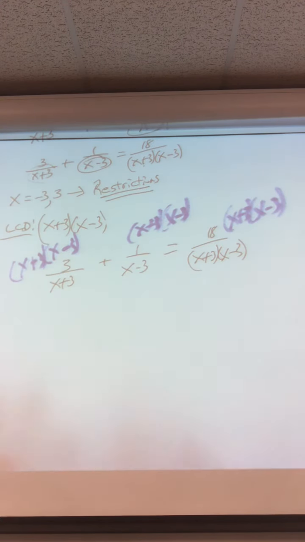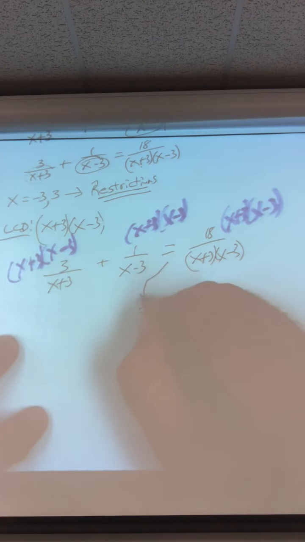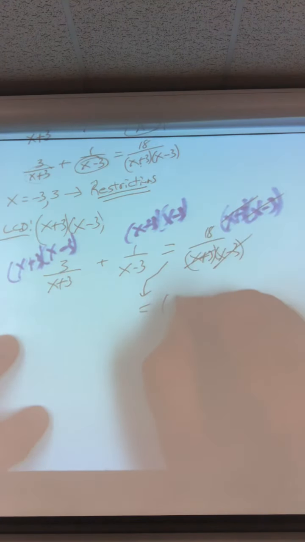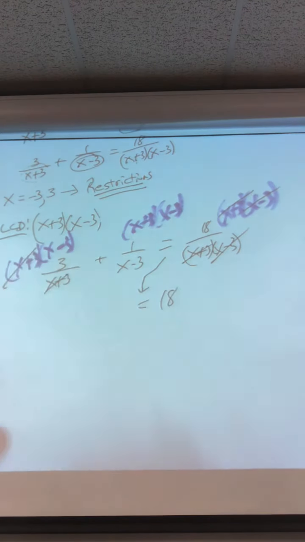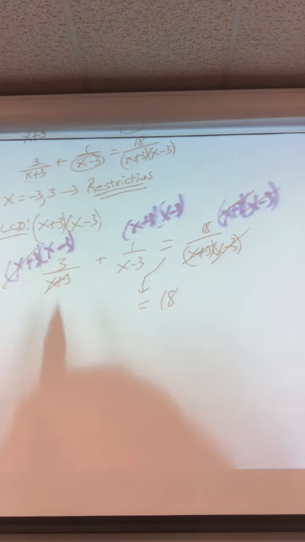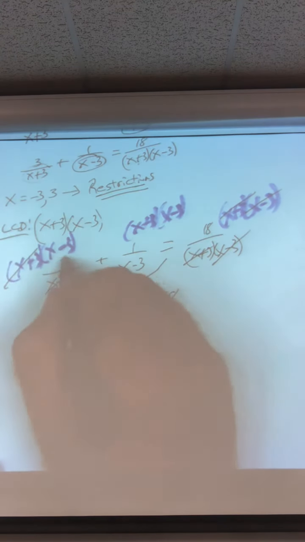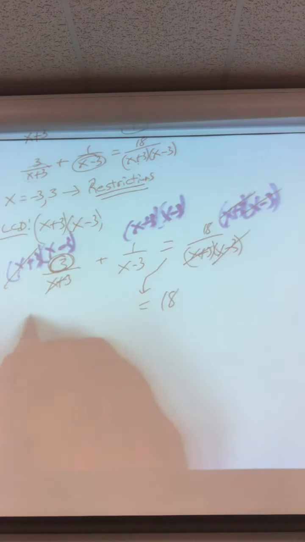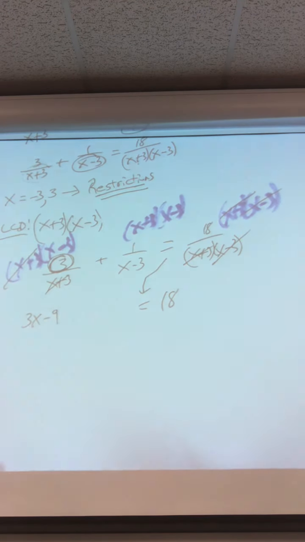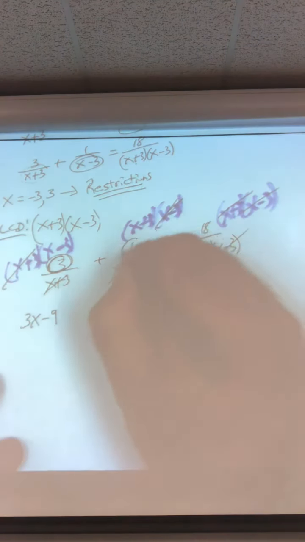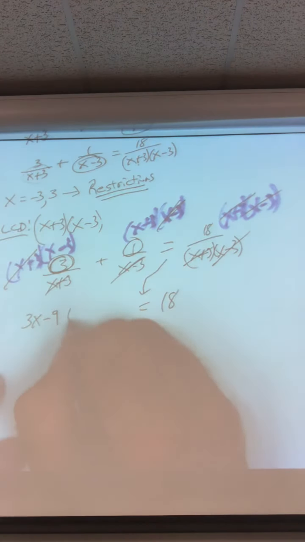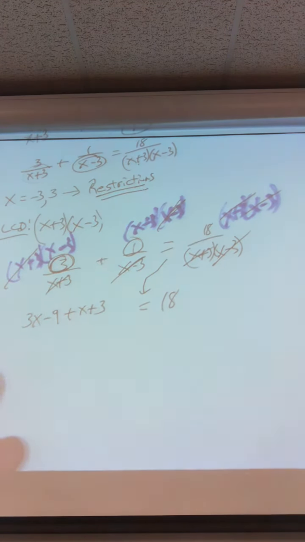Now let's cancel what we can. Well, on the right side of the equal, both of them cancel and it just leaves 18. But look at what's left on the left side. On the left side, the x plus 3's cancel, but you're left with the x minus 3 that you have to multiply by that 3. When you do, that is the distributive property. So it's 3x minus 9. Same thing right here. The x minus 3's cancel, and so you're left with 1 times x plus 3. When you distribute that, it's just going to be x plus 3.